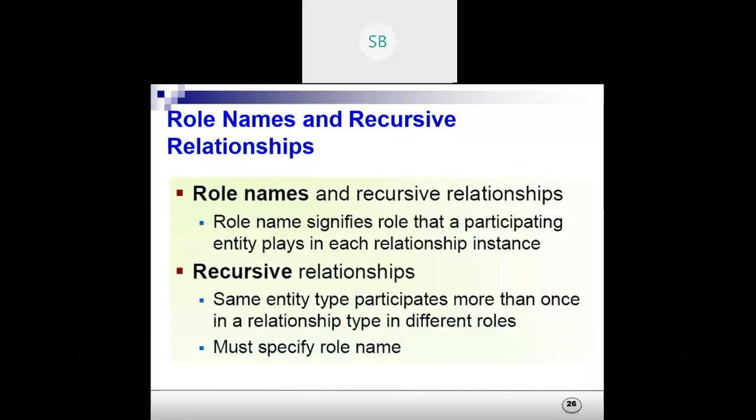Now we have role names and recursive relationships. Role names signify the role the participating entity plays in each relationship instance. In a recursive relationship, the same entity type can participate, like we have recursion in C programming or any programming language. Similarly here, it's possible for an entity to participate in various roles.